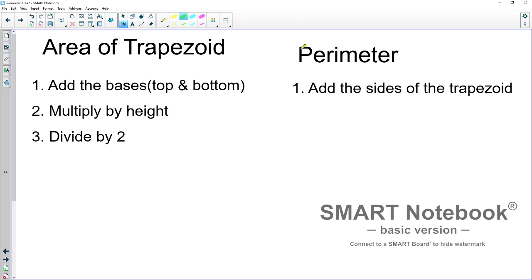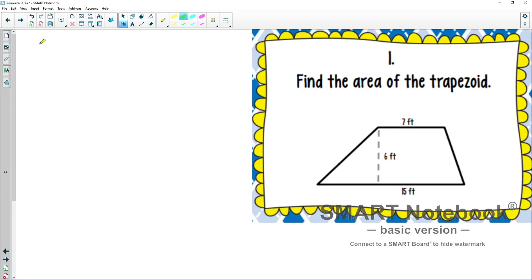Perimeter, you don't have to write it down if you don't need to. It's just adding all the sides of the trapezoid. So let's try an example or two. So right here, it says find the area of the trapezoid. All right. Now, what is my equation? Area equals 1/2 times height times the addition of the bases. But let's just follow my first steps.